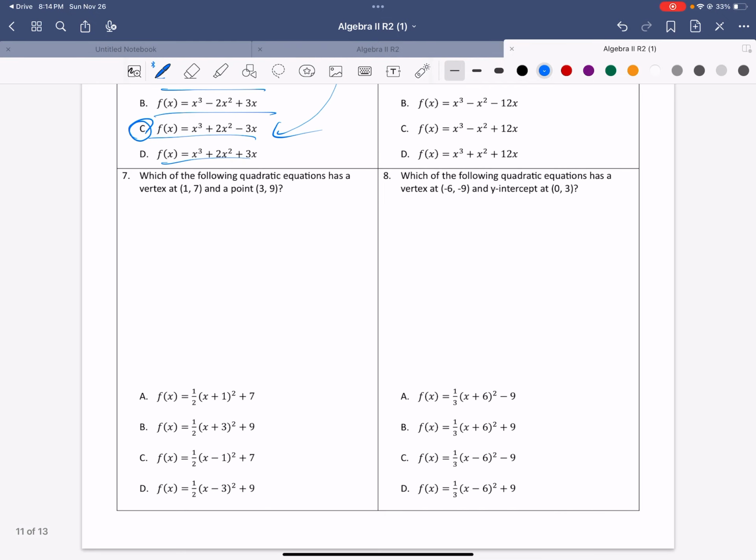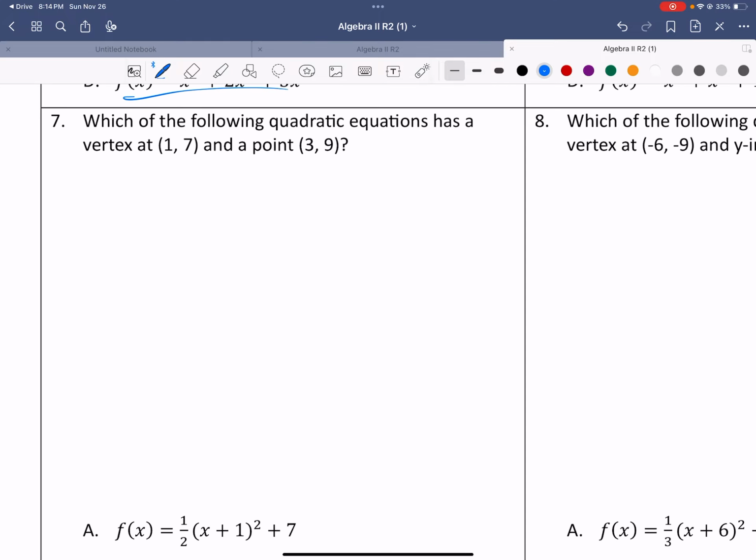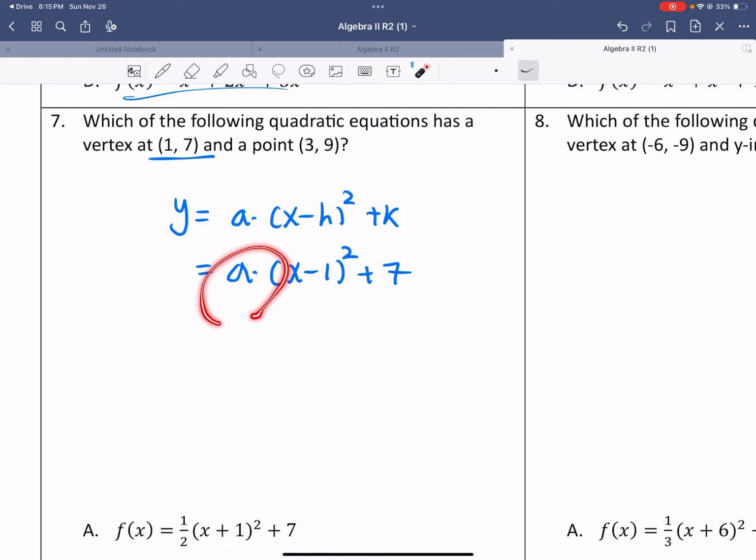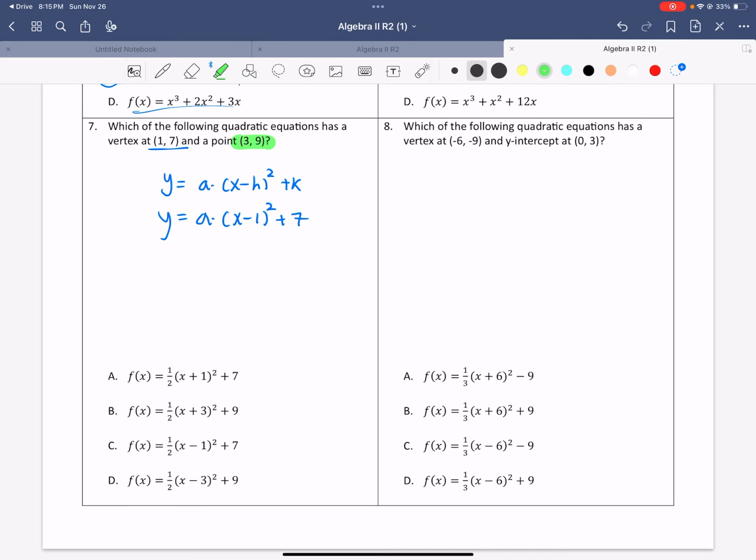Question number 7. Which of the following quadratic equations has a vertex of (1, 7) and passes through (3, 9)? So remember, you have y equals a times x minus h squared plus k. Do you have to memorize this? Yes, you have to. So this is the vertex. So let's look at it: a times x minus 1 squared plus 7. And then you don't know what a is, which means instead of x and y, you have to plug this one in. But let's see if we can cross out some answer choices.